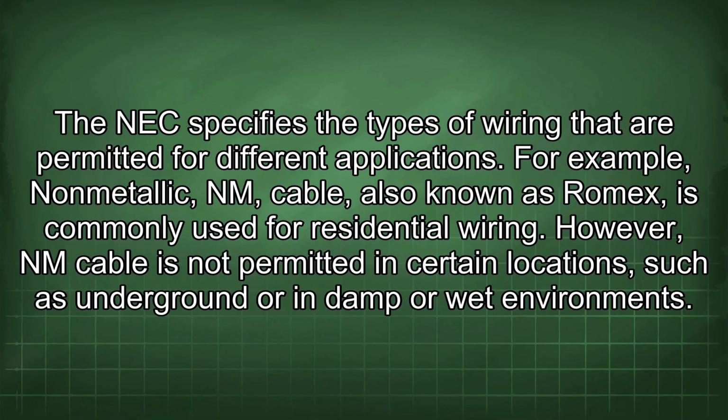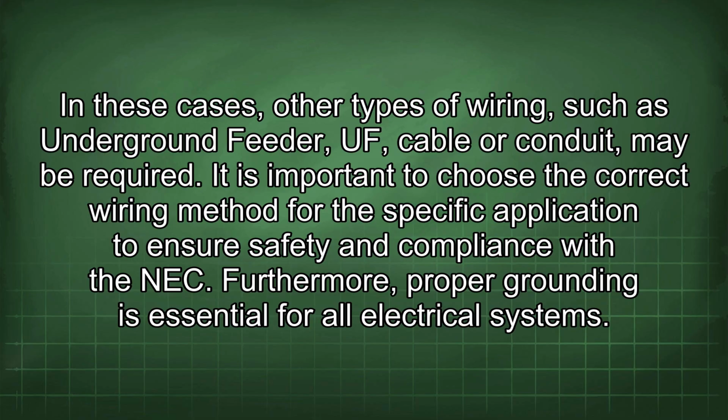For example, non-metallic NM cable, also known as Romex, is commonly used for residential wiring. However, NM cable is not permitted in certain locations, such as underground or in damp or wet environments. In these cases, other types of wiring, such as underground feeder UF cable or conduit, may be required. It is important to choose the correct wiring method for the specific application to ensure safety and compliance with the NEC.